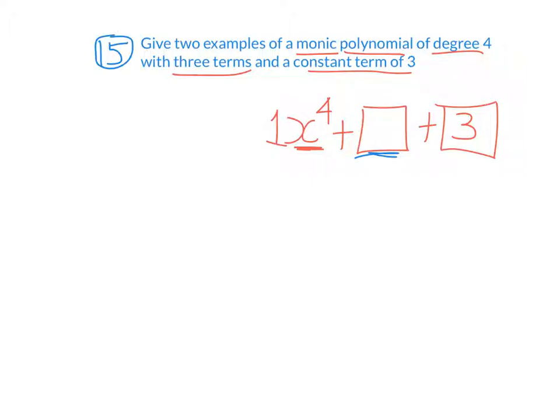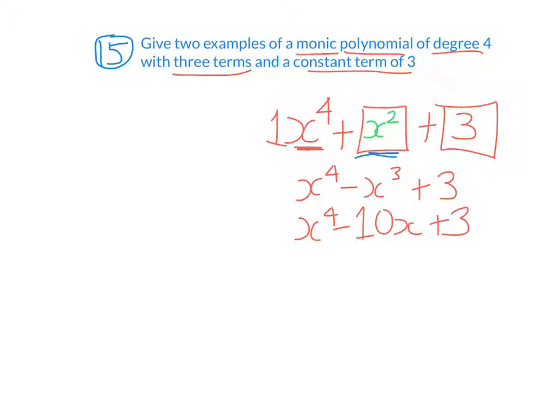So then what we're going to do is fill in this box. There are heaps of things you can put in there. You could put in x squared. That is one example. You could write x^4 minus x cubed plus 3. That satisfies all the above as well. Perhaps you'd go x^4 minus 10x plus 3. All of these are examples that satisfy the above.